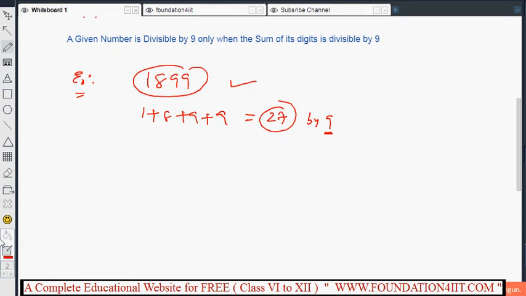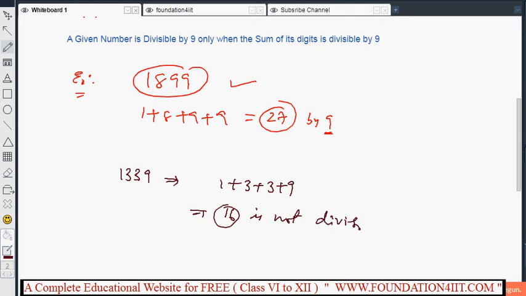Okay, test with one more number, 1339. Now if you add these digits, 1 plus 3 plus 3 plus 9: 1 plus 3 is 4, 4 plus 3 is 7, 7 plus 9 is 16. But 16 is not divisible by 9. So 1339 is also not divisible by 9. We add the digits of the number, and if that sum is divisible by 9, then the given number is also divisible by 9.